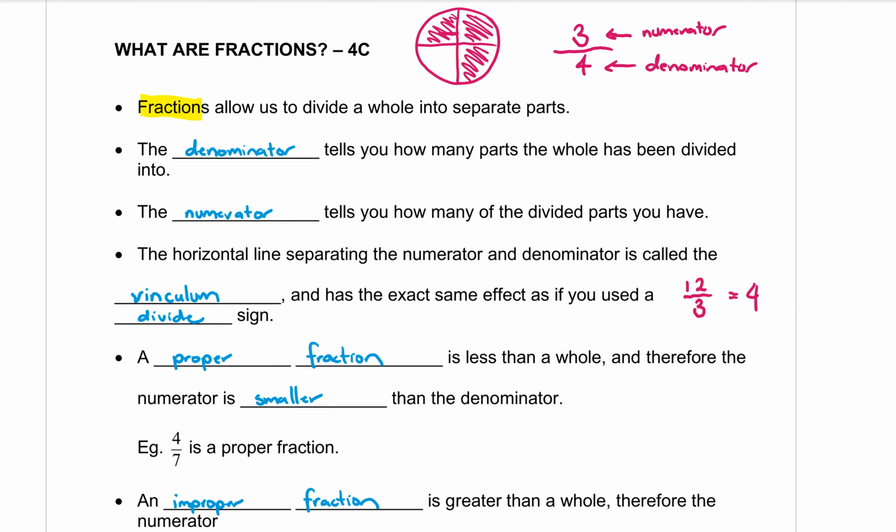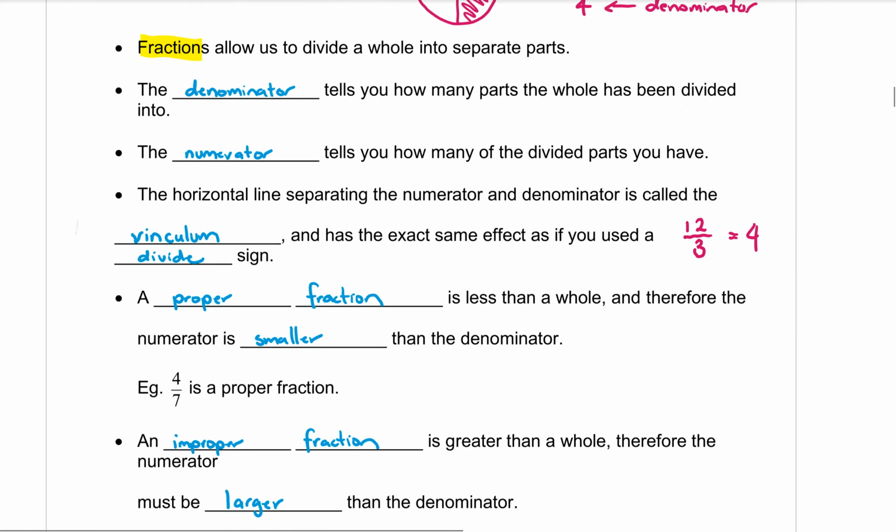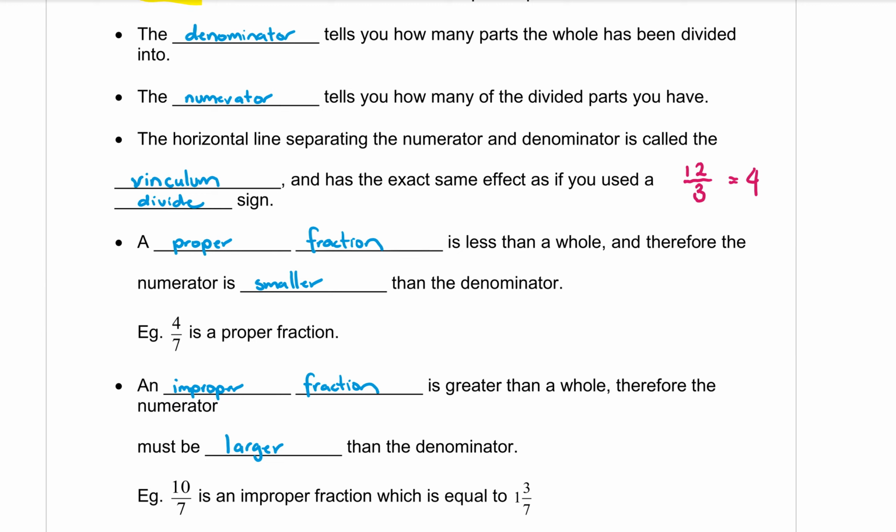Now there's different types of fractions. We have what's called a proper fraction, which is less than a whole, and therefore the numerator is smaller than the denominator. So for example, we have this proper fraction here, 4 over 7, because the numerator is smaller than the denominator.